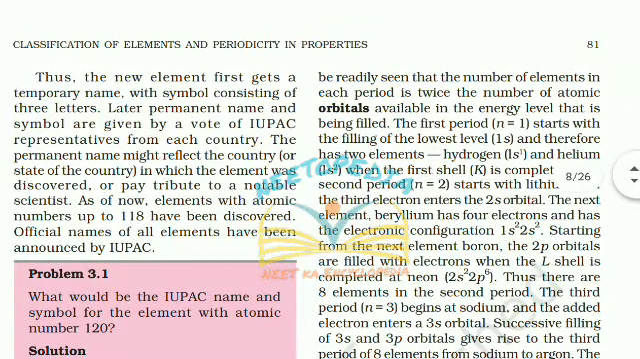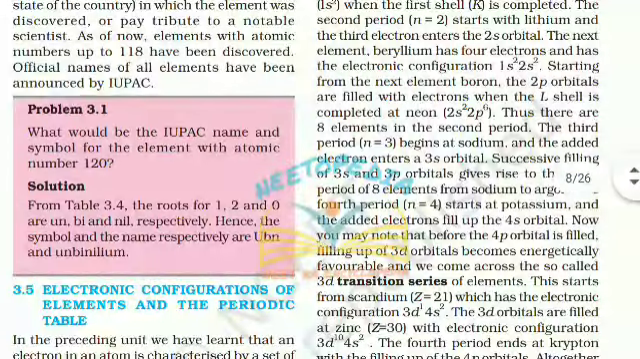Thus, the new element first gets a temporary name with a symbol consisting of three letters. The later permanent name and symbol are given by a vote of IUPAC representatives from each country. The permanent name might reflect the country or state of the country in which the element was discovered or pay tribute to a notable scientist. As of now, elements with atomic number up to 118 have been discovered. Official names of all elements have been announced by IUPAC.